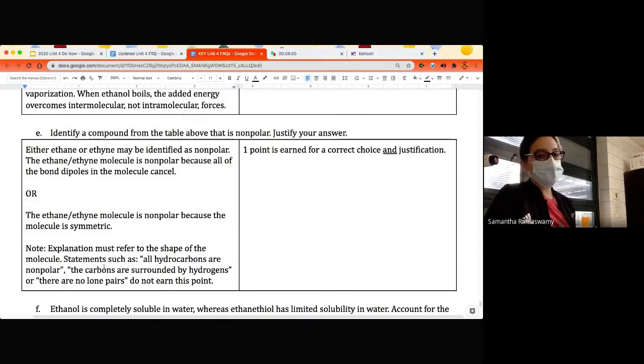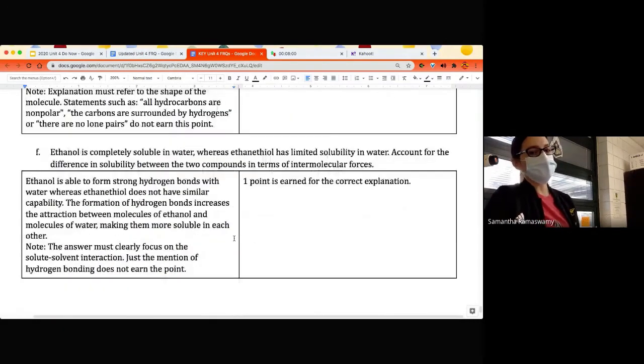But notice that it says the explanation must refer to the shape of the molecule. So saying something like all hydrocarbons are nonpolar, or it consists only of C's and H's, that wouldn't give you the point. Instead, you have to say all of the bond dipoles will cancel, or there's no net dipole, that would be okay, or talk about it being symmetric. But one of those explanations is what you needed.